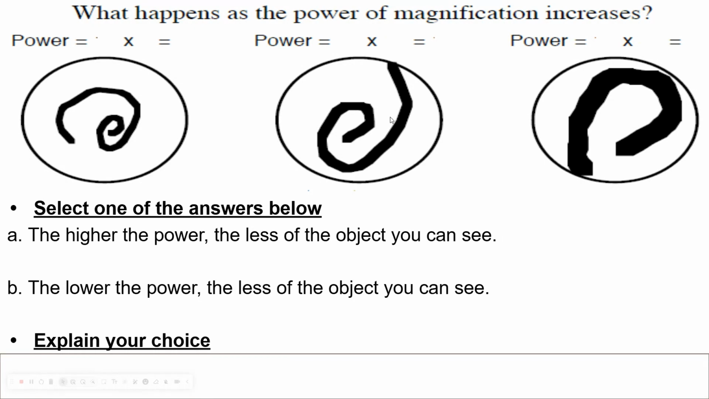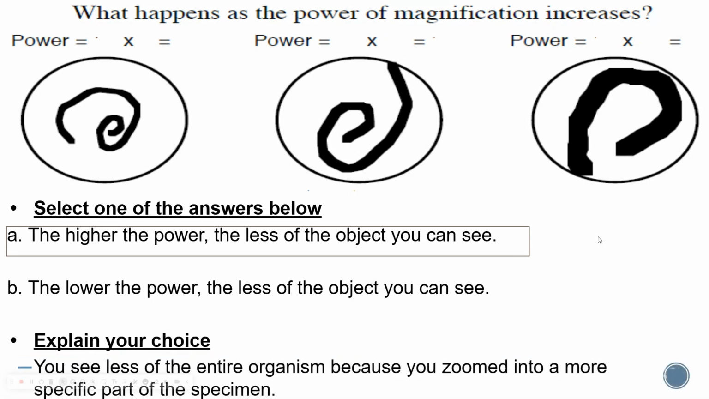But as you zoom in, now all you can see is this area, so you can only see that small area. You're missing this whole other segment here because you zoomed in more. And if you zoom in even more, now you see even less of it, you just see this segment here, because you zoomed in more. So yes, you see more detail of that segment, but you see less of the organism overall. The higher the power, the less of the object that you actually see. You see less of the entire organism because you zoomed into a more specific part of the specimen.